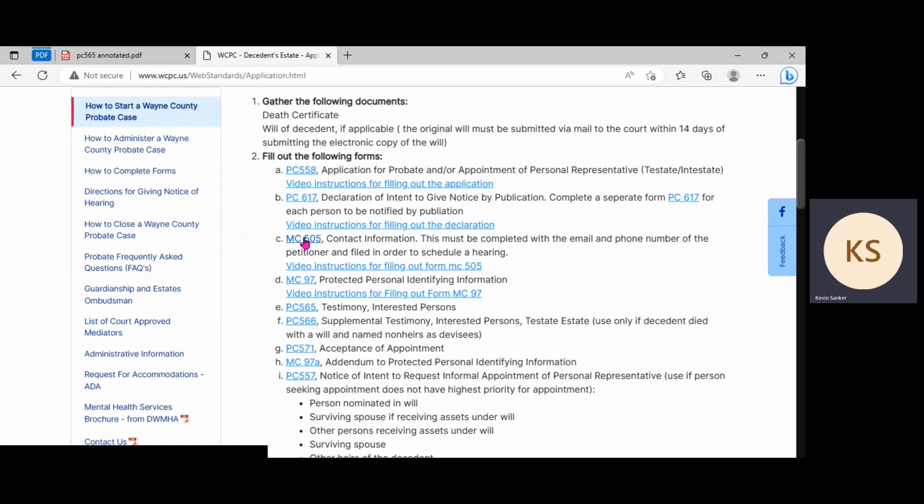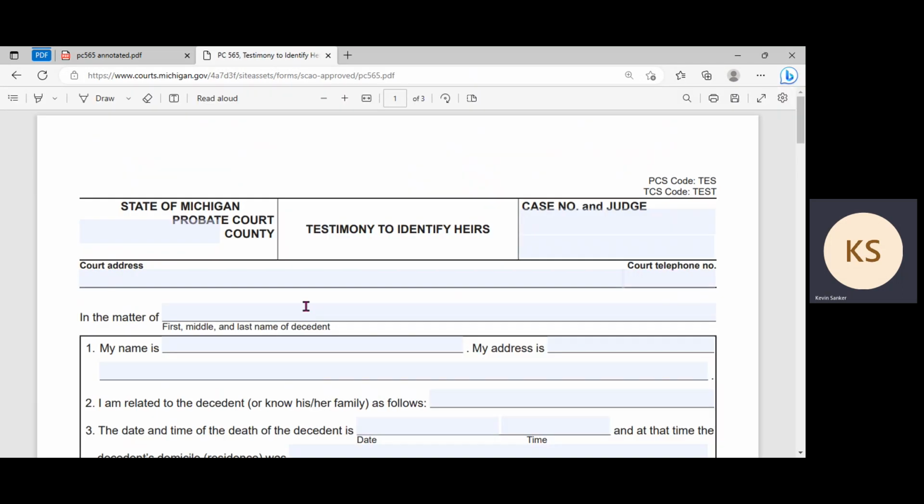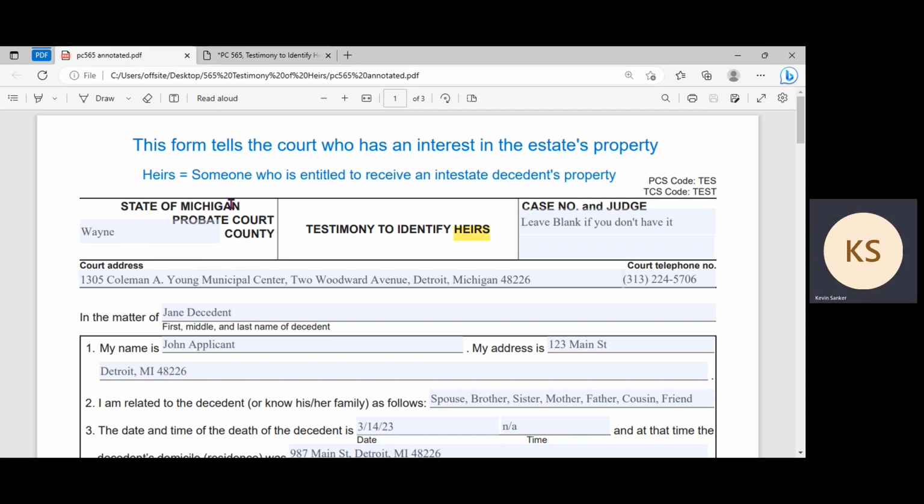When I click on that, about halfway down in E is form PC 565, which is described here as testimony for interested persons. The form itself is called Testimony to Identify Heirs. When you click on the link, the form pops up, which you can use to start filling it out right on your computer. I have an annotated one to help guide through filling out the form.